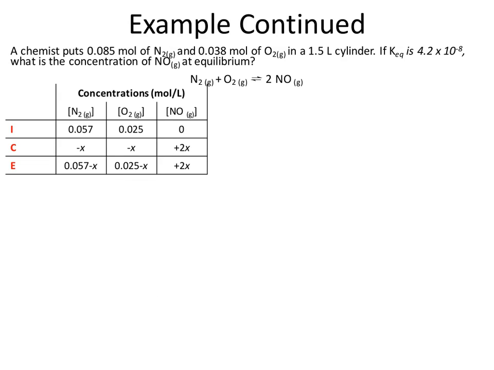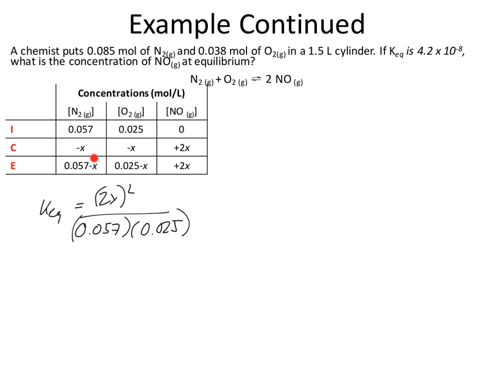So once again, our K equilibrium is going to be 2x squared, and because we've made the assumption that the change is going to be very, very small, we're going to have 0.057 times 0.025.